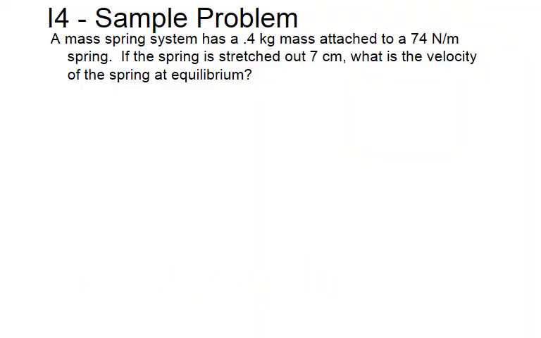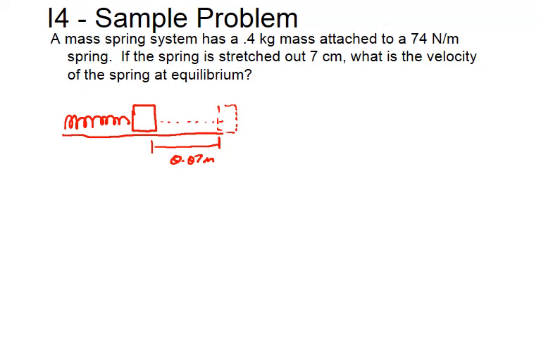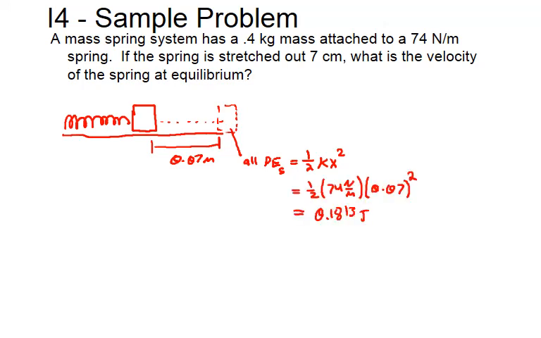Okay, so let's take a look at this one here. We have a mass system, 0.4 kilogram mass attached to a 74 Newton per meter spring. And the spring is stretched out 7 centimeters, and we want to find the velocity of the spring in equilibrium. So based on what we just did, right? We know it's all potential energy of the spring out here, and if we were to calculate that, we end up getting 1/2 times 74 Newton meters times 0.07 meters squared, and that's that many joules.